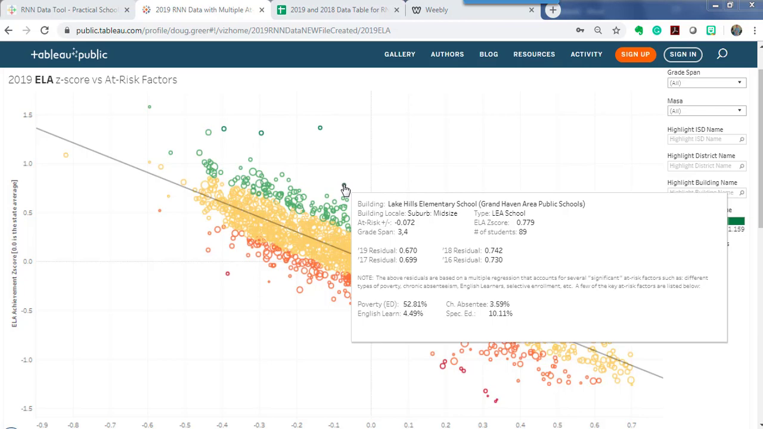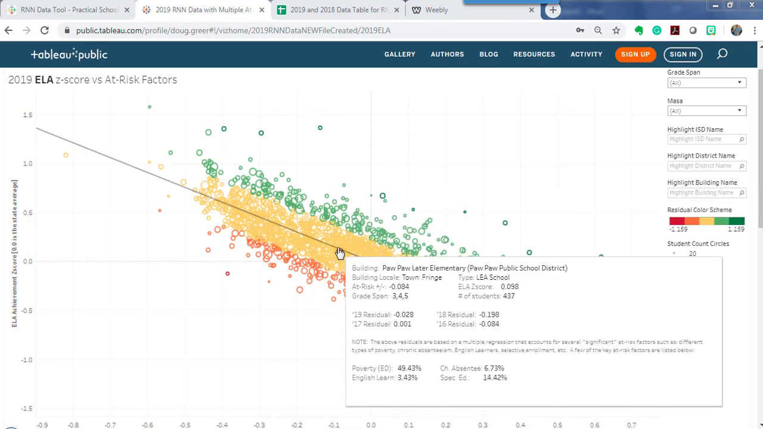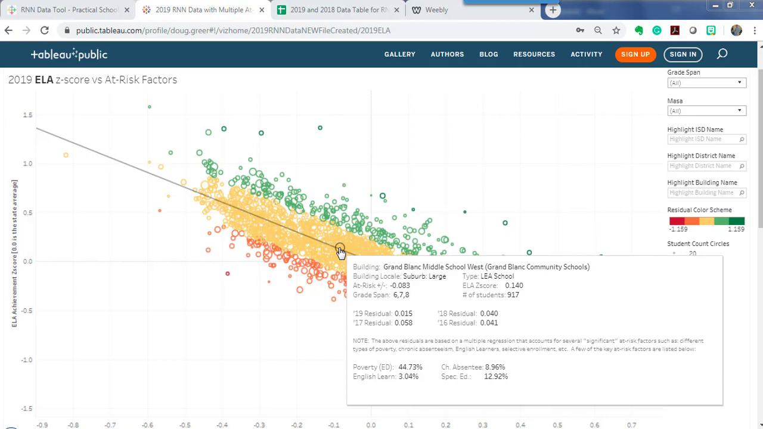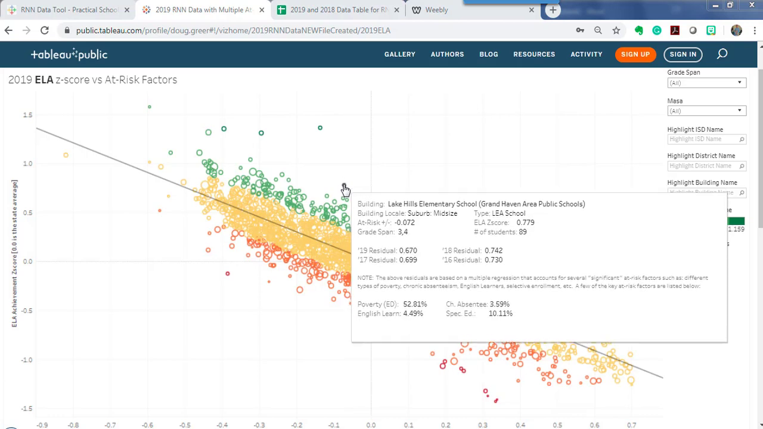That means that if you went straight down to the line, you would expect them to have an ELA Z-score of about 0.14. But if I go directly up, we see they have a Z-score of 0.779. So the distance from the line to the school where it lands on the graph is called a residual.